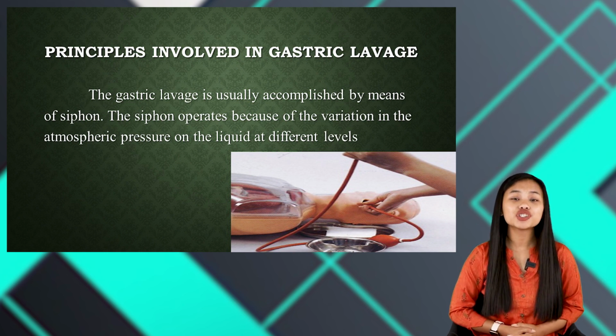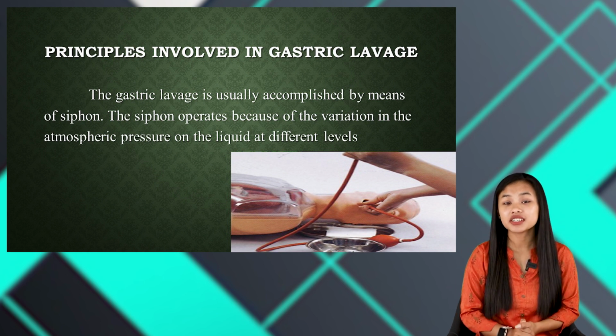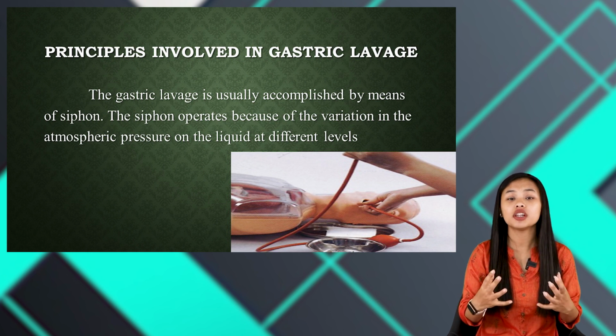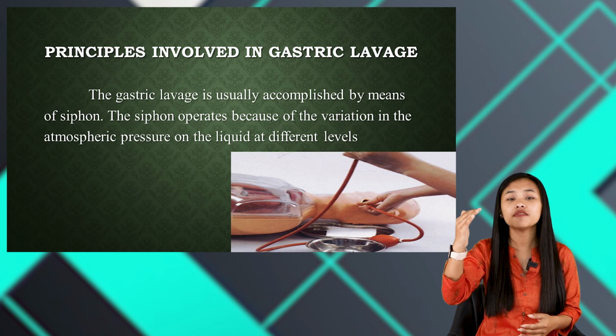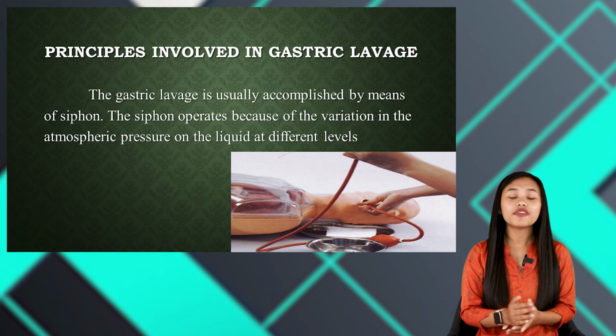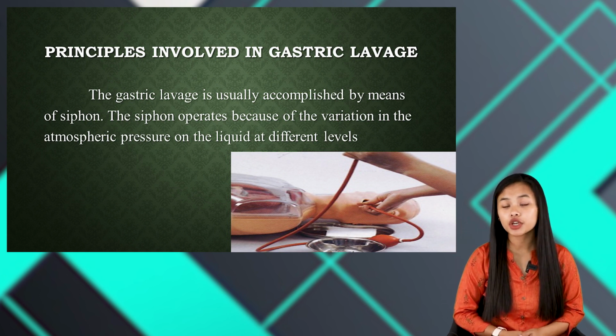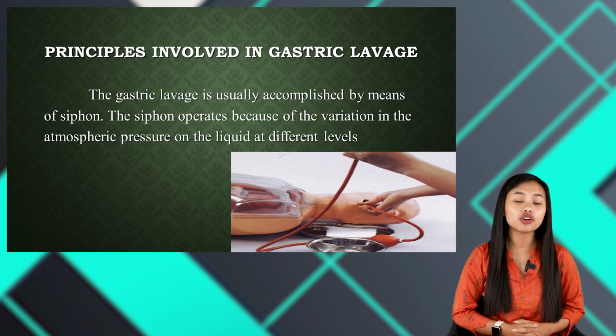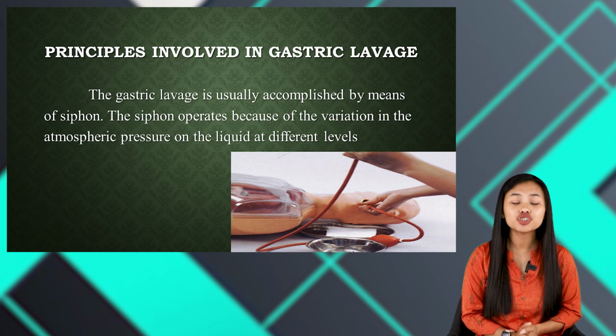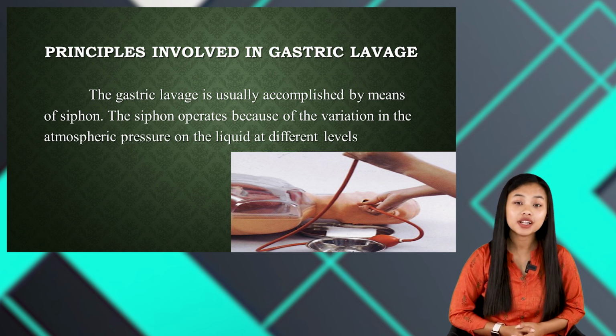This gastric lavage is usually accomplished by means of a siphon. A siphon is a device which is used to draw liquids from one vessel to the other, or even from a higher level to a lower level, provided the surface of the liquid is exposed to the atmosphere. This siphon operates because of the variation in the atmospheric pressure on the liquid at different levels.